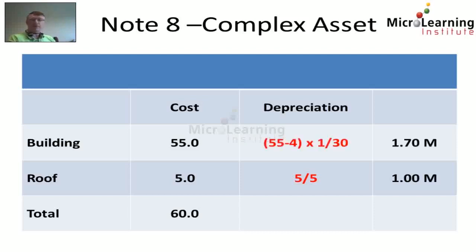Now the residual value of 4 million then applies to the building, and the building has a useful economic life of 30 years. So therefore the depreciation that we recognize per annum in relation to the building is 1.7 million, and consequently the total depreciation that we need to recognize in a year is 2.7 million in relation to this complex asset using IAS 16.